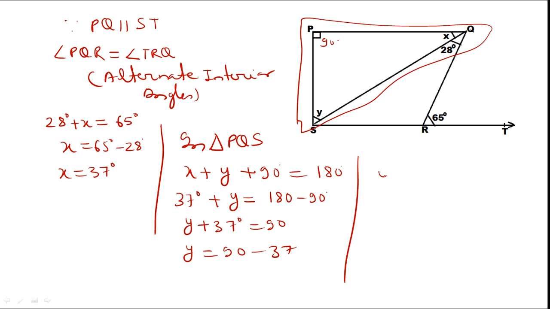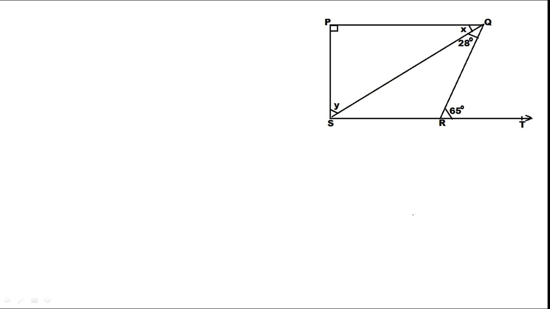I will write it here. Y is equal to 90 minus 37. That is 53 degree. The value of y is 53 degree. So our job was to calculate x and y, and we have calculated angle Y is 53 degree and angle X was found to be 37 degree.